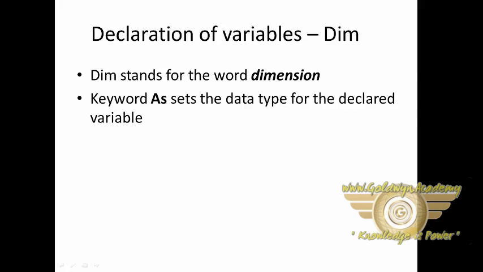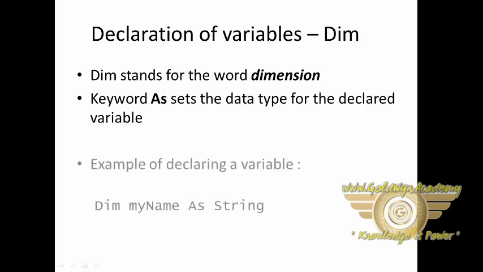To understand this, let's take a look at an example. Here it is, Dim myName As String. So here myName is the identifier of our variable and String is the data type. This is how we declare a variable.